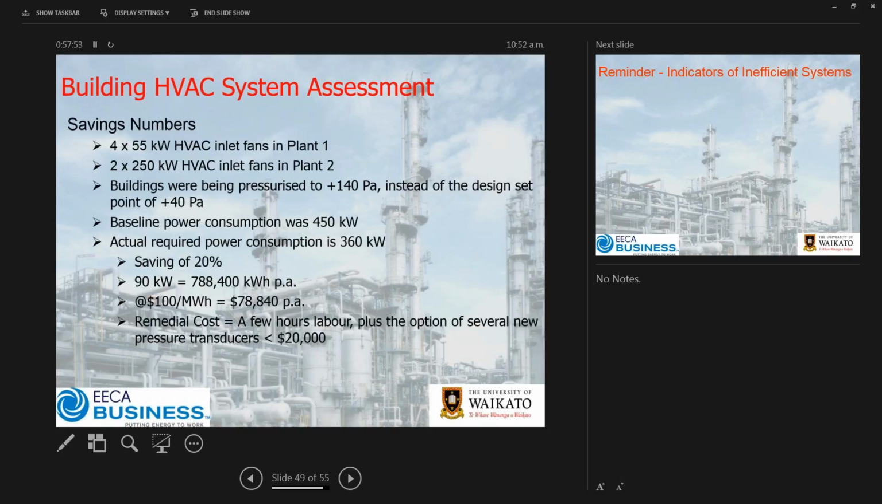So plant 1 had 4 55 kilowatt HVAC inlet fans. Plant 2, there were two 250 kilowatt HVAC inlet fans, and the buildings were being overpressurized to 140 pascals above ambient instead of the design set point of 40. And so what that means is when we did the baseline power consumption, the system was drawing 450 kilowatts in total, okay, when actually once everything was corrected, it only needed to be about 360 kilowatts.